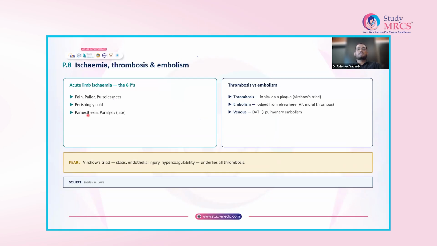Then we have ischemia, thrombosis, and embolism. So what is ischemia? We know that there is a decrease in the blood supply. So what are the features which say there is acute limb ischemia? Acute limb ischemia can be because of a thrombotic event or an embolic event.